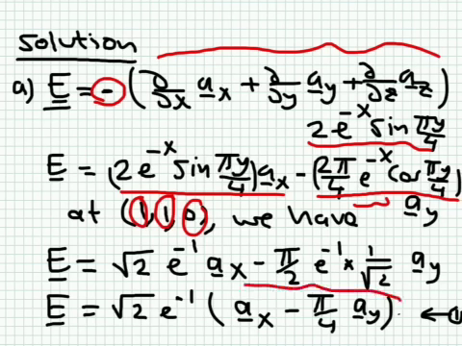So this vector here is square root 2 e to the minus 1. I took square root 2 out. I got this square root 2 by cancelling 2 with this 2 here with 1 over square root 2. So you end up with this vector here, and this will give you the magnitude and direction of the electric field at that point in Cartesian coordinates.